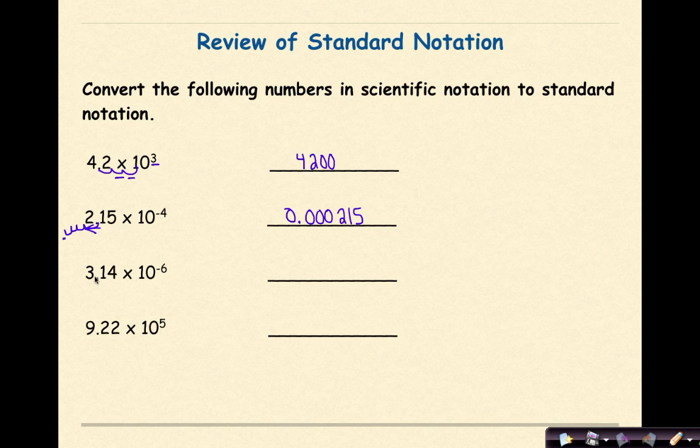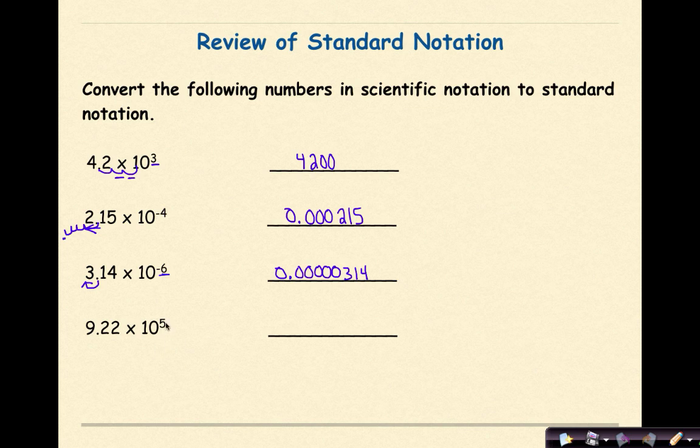Let's look at the next one. 3.14 times 10 to the negative 6. Again, that negative 6 tells us that it's going to be less than 1. So we're going to be moving our decimal to the left. So if I look at this, I'm going to have 5 zeros in front of that 3. So I'll put a 0 in the front as a placeholder. So 0 and then decimal, then 5 zeros. 1, 2, 3, 4, 5, 3, 1, 4.